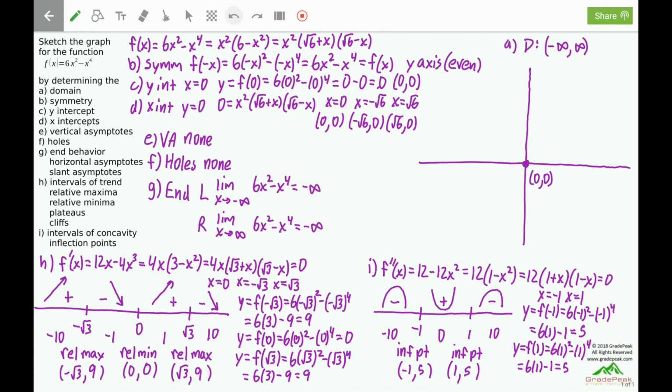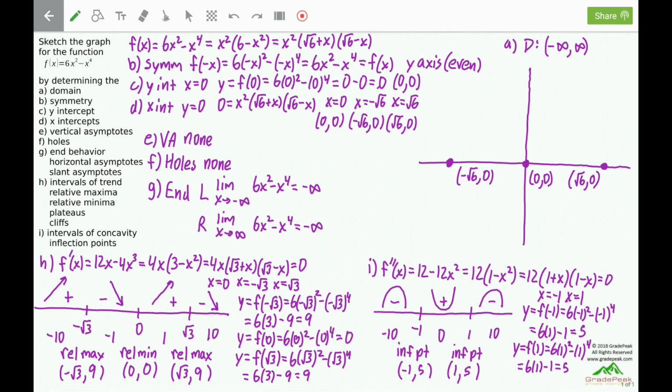We have a negative square root of 6, which will be over here somewhere, comma 0. And we have a positive square root of 6, which will be the same distance from the origin, but over on the positive side. And we can label each of these as the other x-intercepts. We have no vertical asymptotes, no holes.